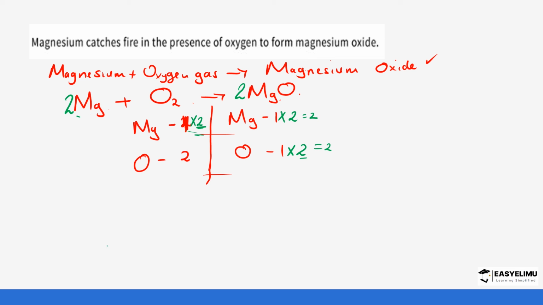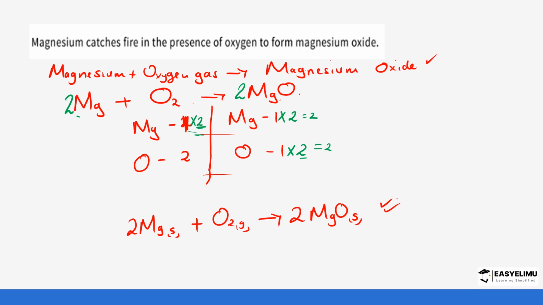So our final equation becomes 2 magnesium, and it is solid in state, it's a metal, plus oxygen gas to form 2 molecules of magnesium oxide, which is solid. This is our equation that is balanced with correct state symbols.